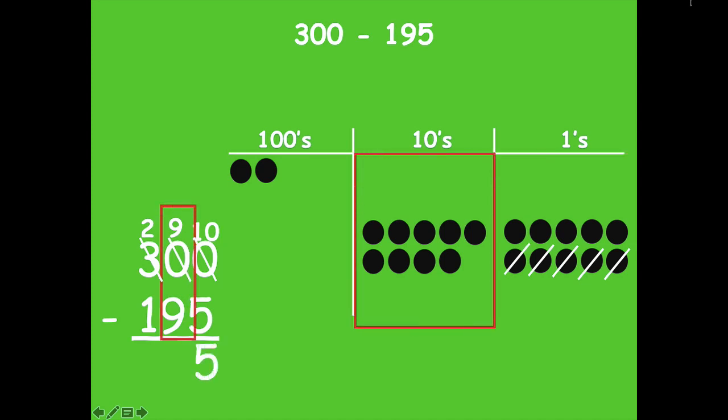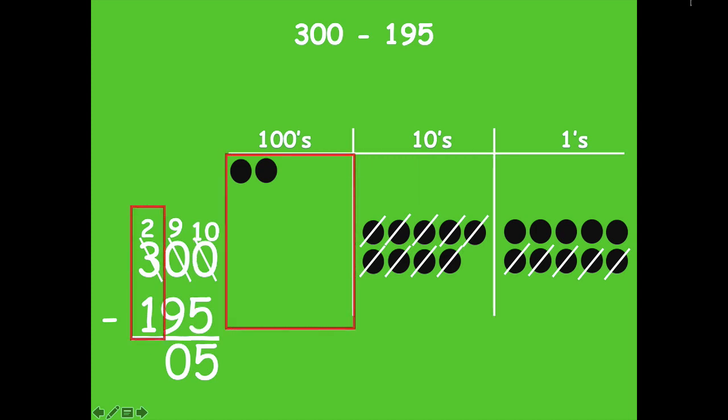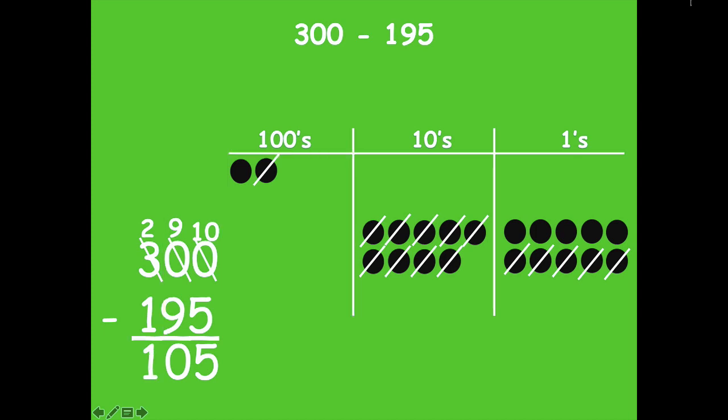Let's move on over to the tens place next. We have 9 tens and we're going to take away 9 tens. So 1, 2, 3, 4, 5, 6, 7, 8, 9. Oops, so we're left with 0. Then we move to our hundreds place. We have 2 hundreds left and we're going to subtract 1 and we're left with 1. So 300 minus 195 is 105.